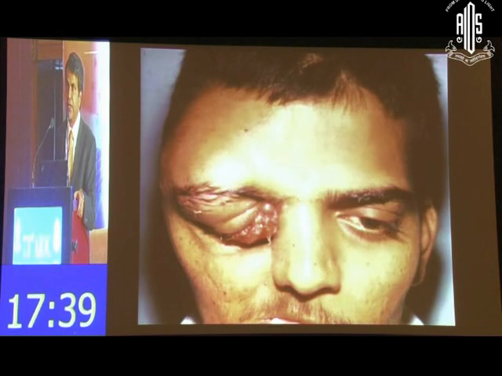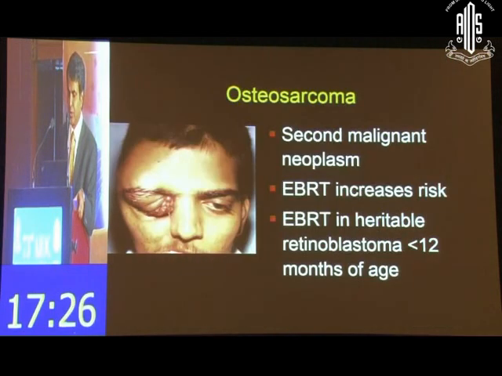This is a triradiate lesion again in a retinoblastoma survivor. When he has reached about 20 years of age, he has developed this. What is the possibility? Osteosarcoma is the definite possibility because it is a second malignant neoplasm in a retinoblastoma survivor.